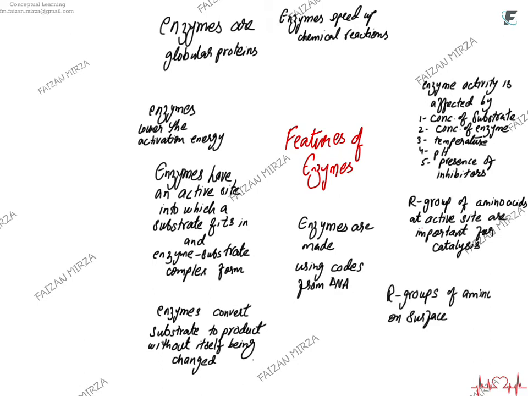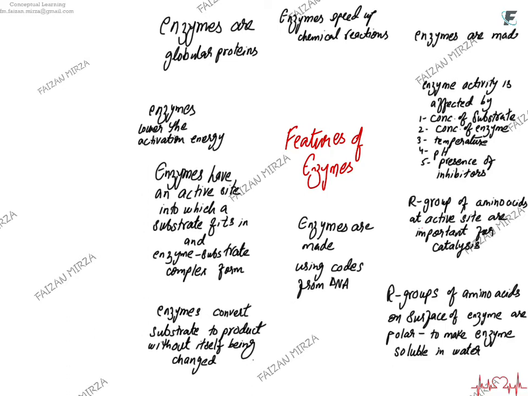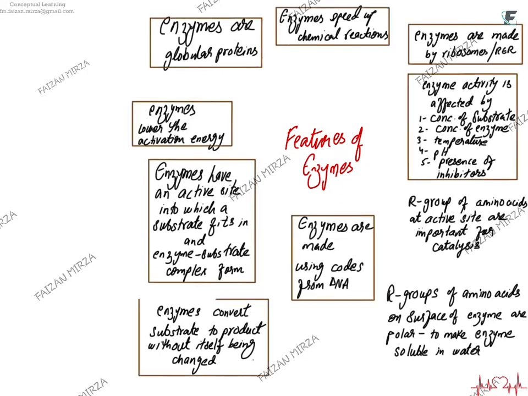The R groups of the amino acids on the surface of the enzyme are also immensely important because they are polar, and they make the enzyme soluble in the aqueous environment. Since all the enzymes are hydrolases, they need aqueous environment to work. Enzymes are made on ribosomes. Since they are proteins, they are made on ribosomes or on rough ER.